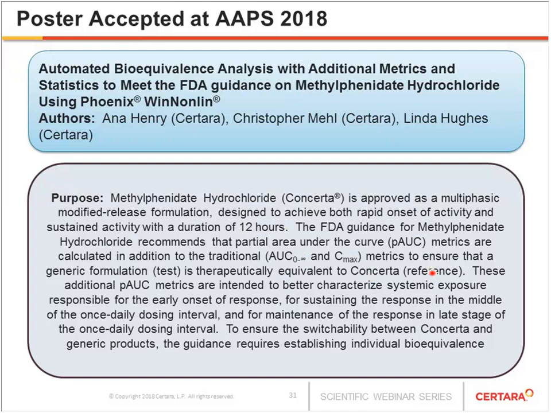These additional partial AUC metrics are intended to better characterize the systemic exposure for early onset, sustaining the response in the middle of a once-daily dosing interval, and for maintenance of the response in the late stage. Okay? It also recommends to ensure the switchability between the brand formulation and generic products by using an individual bioequivalence method. So this is upcoming later in 2018.